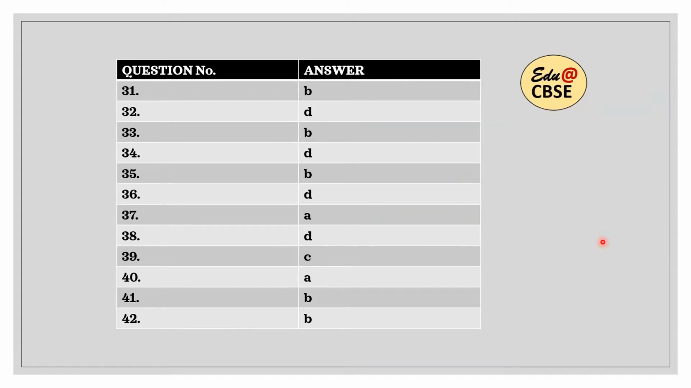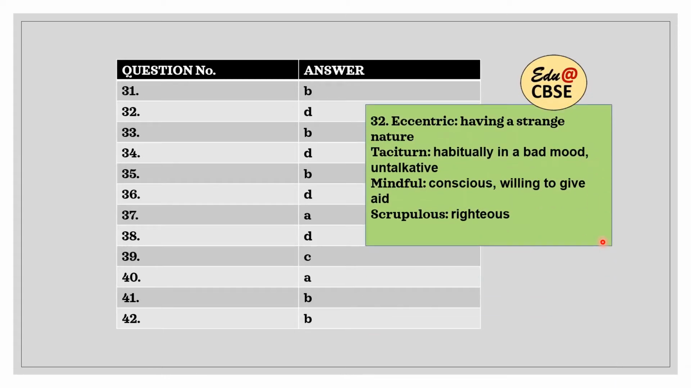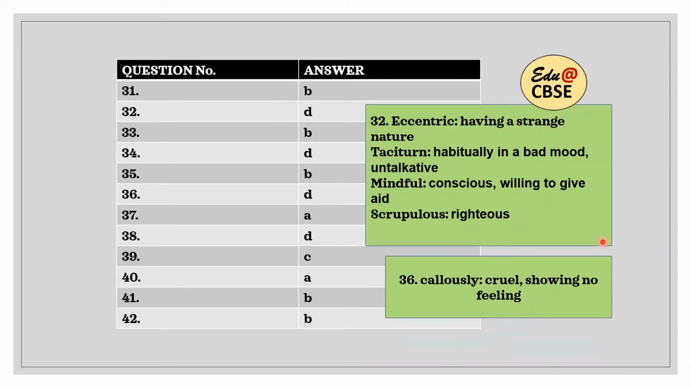Now, from 31 to 42, this is the list. 32nd, again the meanings. Eccentric means having a strange nature. Taciturn is habitually in a bad mood, untalkative. So he was always in a bad mood. Then mindful is conscious, willing to give aid. And scrupulous is righteous. So the last two, they are not what was found in Griffin's personality. So therefore for 32nd, D is the answer. Now 36th, carelessly again. It means cruel, showing no feeling at all. So these are the answers.